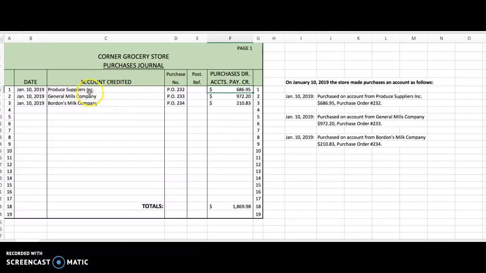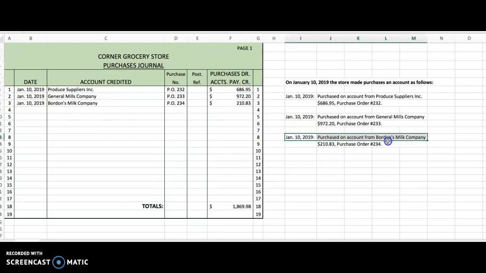When it's paid to the Produce Suppliers Incorporated, they will have to separate out what is the sale amount and the sales tax amount. So an important concept here. All of these three amounts in a purchases journal include not only the sale price, but also the sales tax. So that's what we have to pay. We have to pay both amounts. So let's look at the second transaction, purchased on account from General Mills Company, $972.20, purchase order 233, and again, the date, the creditor, the source document, and the amount, which includes the sales tax.